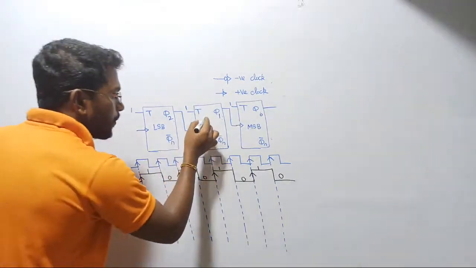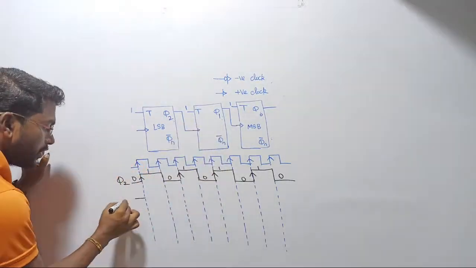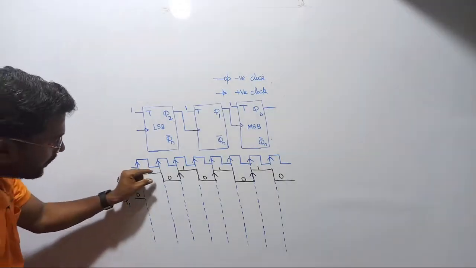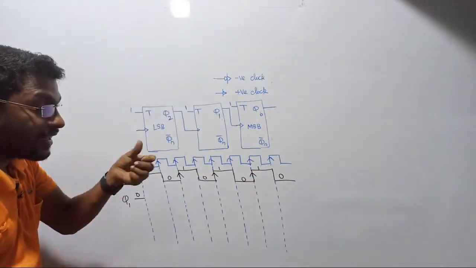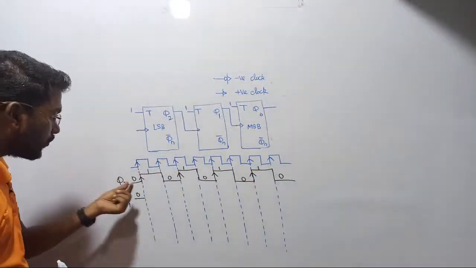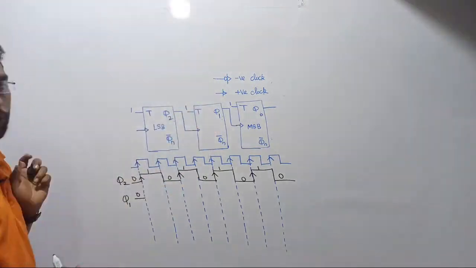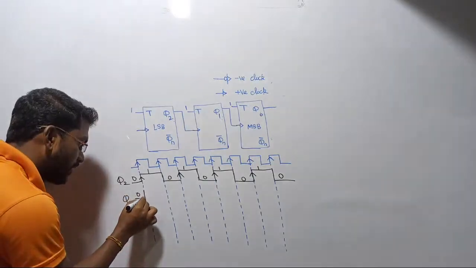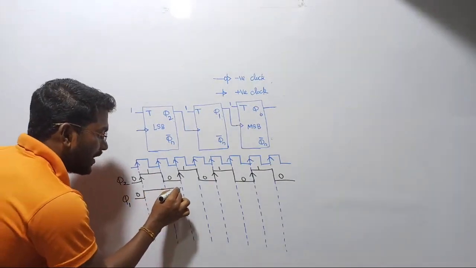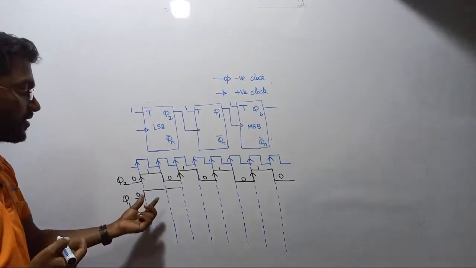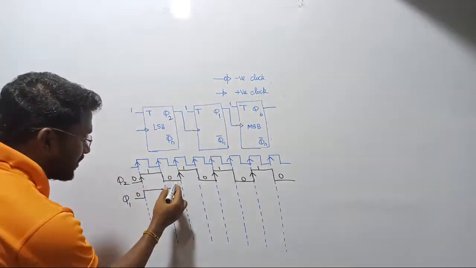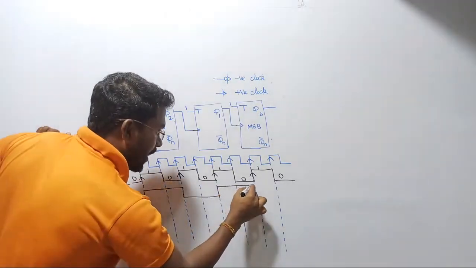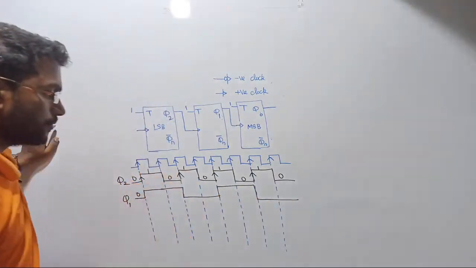Let us see. Second flip-flop, initially all values were assumed to be 0. So let us assume initially it is 0 only. But while giving the first clock, the first output is going to act as a clock for the second one. So with the help of this, we can control the second flip-flop. Initially it is 0, so the first state will become immediately 1. Until the arrival of the next clock pulse, there is no change in the output, it remains constant. Again in the second clock pulse, it changes its state. Again in the third, and again in the fourth clock pulse, it changes its state.